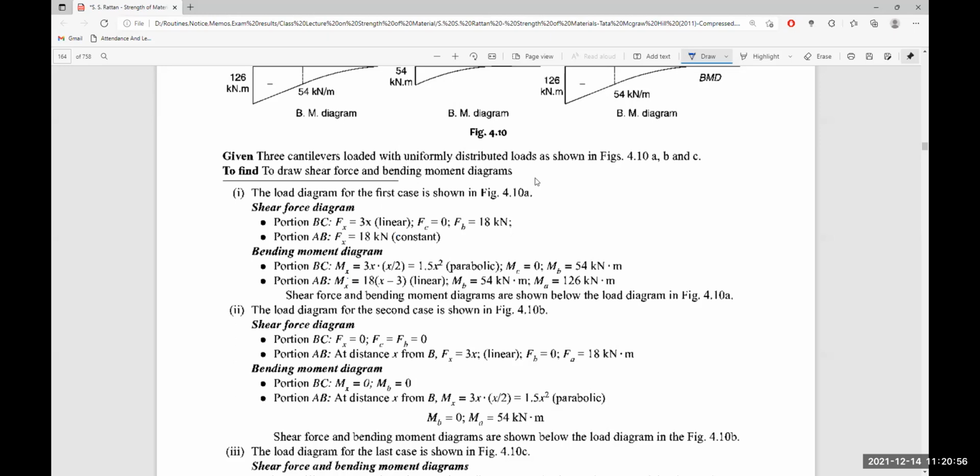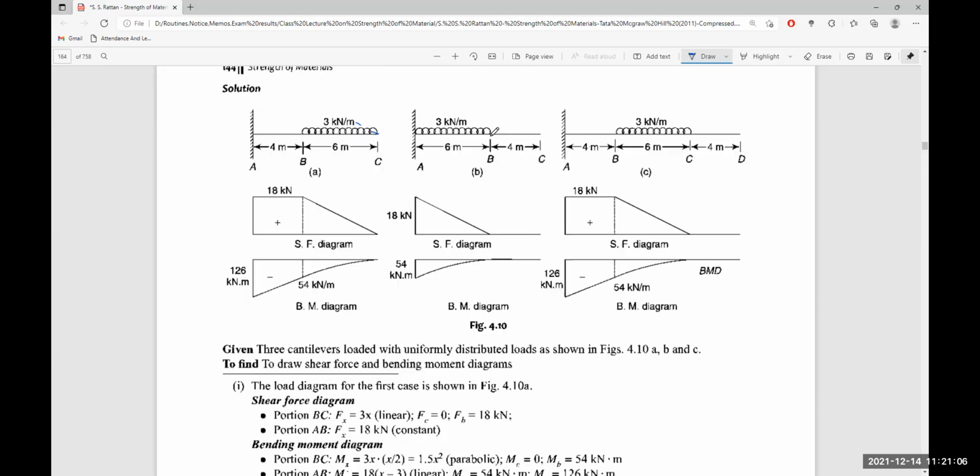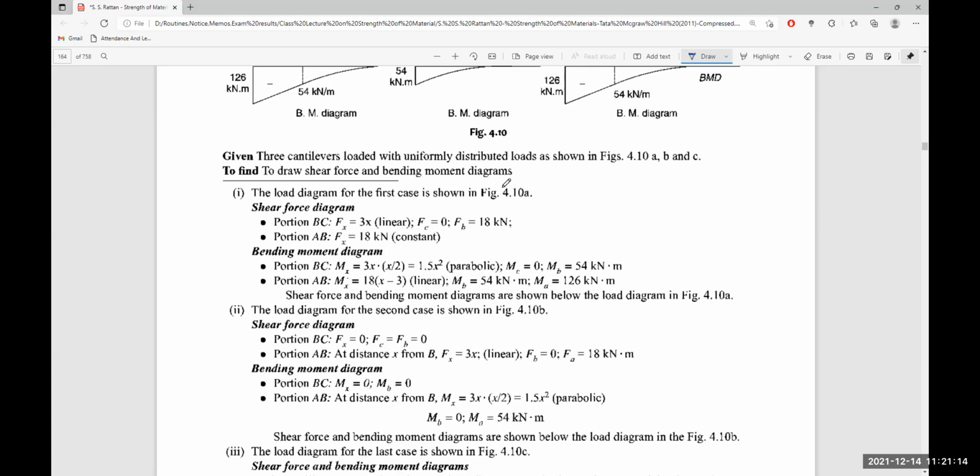The shear force diagram, then the bending moment diagram. In the portion CD, Mx is equal to 0. There is no load here, so the bending moment will be 0. There is no force acting over it. Mx is equal to 0, Mc is equal to 0. Portion AB at distance x from B: Mx is equal to 3 into x by 2, which is 1.5 x square. Mb is equal to 0, and Ma is equal to 24.559 kilonewton meter.